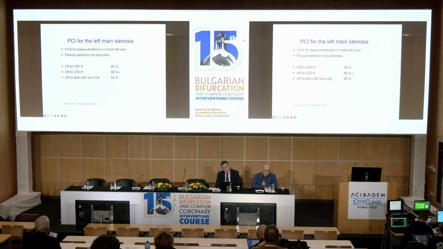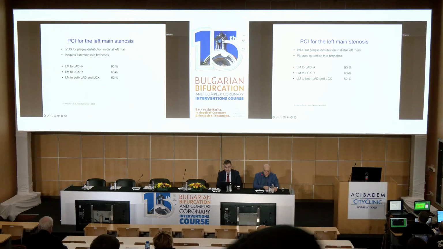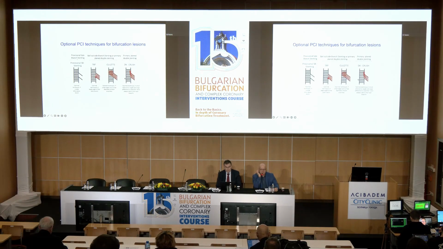Left main lesions are nowadays usually in older patients, so they are either very old or they have used statins for many years. So the plaques are very hard, and you should know the plaque distribution in the left main. Usually, in 90% of cases, plaque is coming from left main to LAD, and in nearly 70% from left main to LCX. So it is exactly important to know this.